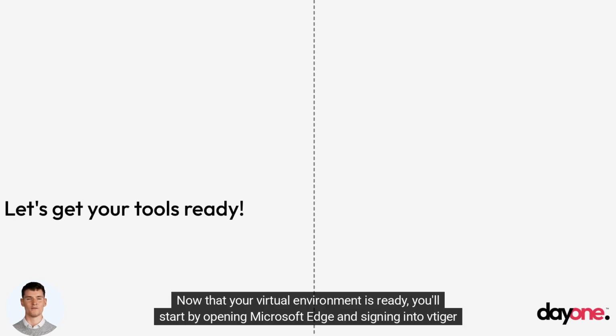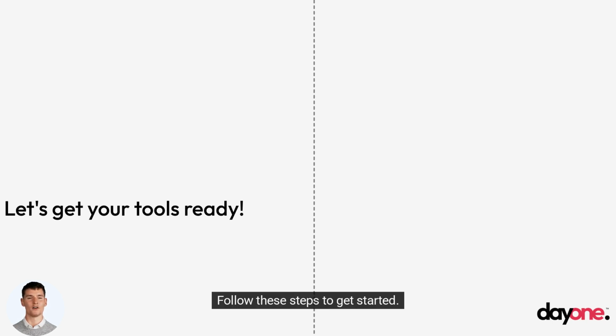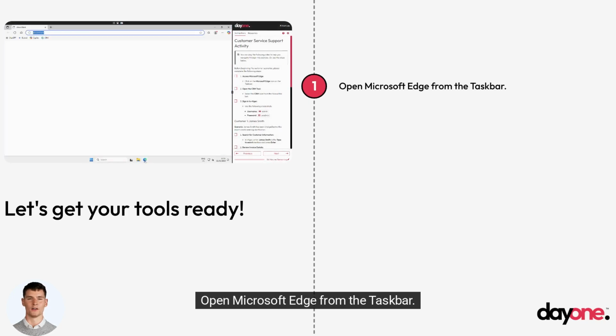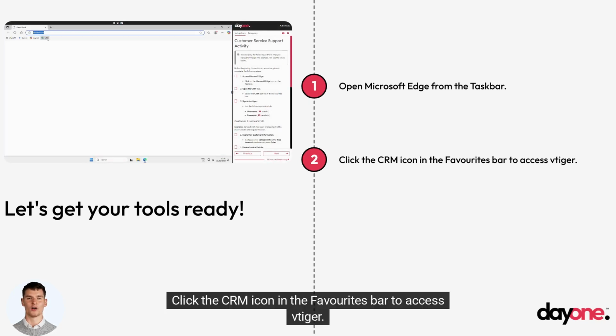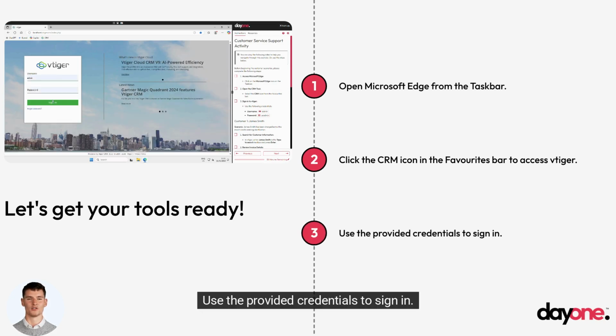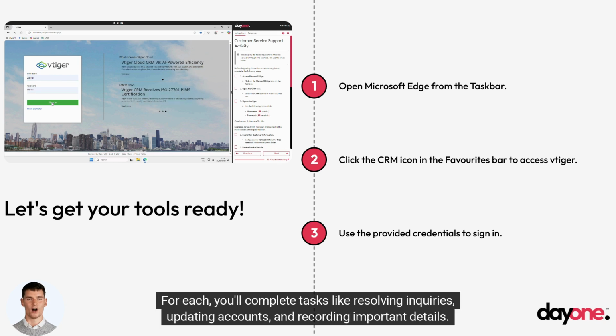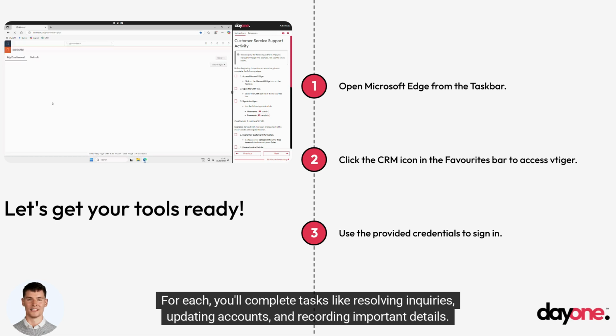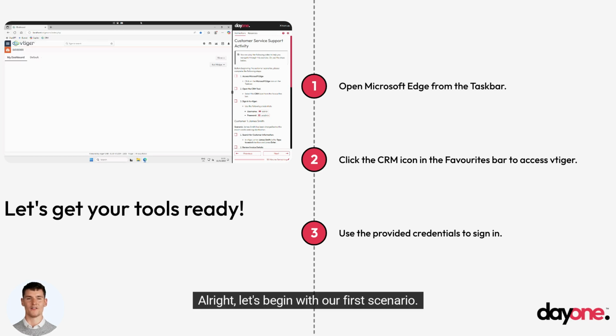Now that your virtual environment is ready, you'll start by opening Microsoft Edge and signing into vTiger CRM. Follow these steps to get started. Open Microsoft Edge from the taskbar. Click the CRM icon in the Favorites bar to access vTiger. Use the provided credentials to sign in. From here, you'll interact with 6 customer scenarios. For each, you'll complete tasks like resolving inquiries, updating accounts, and recording important details. All right, let's begin with our first scenario.